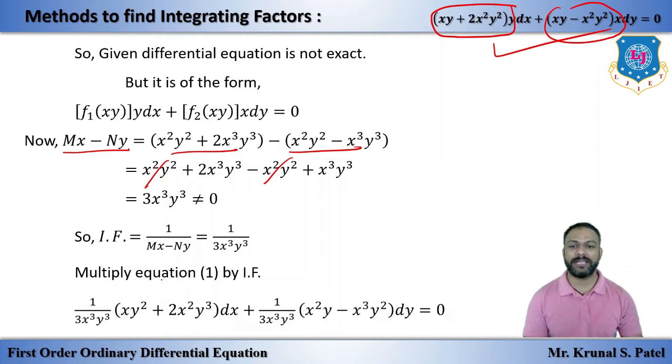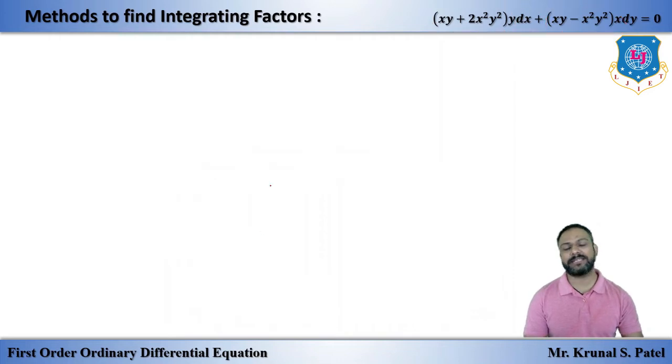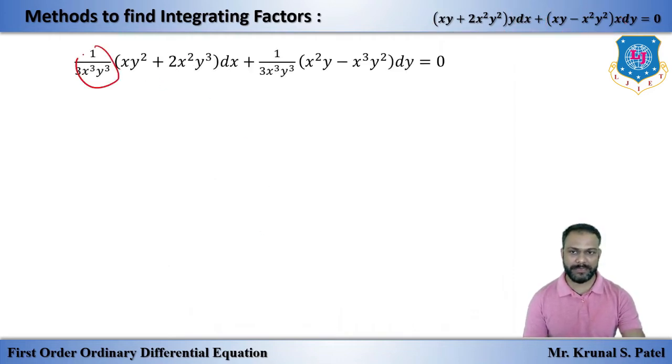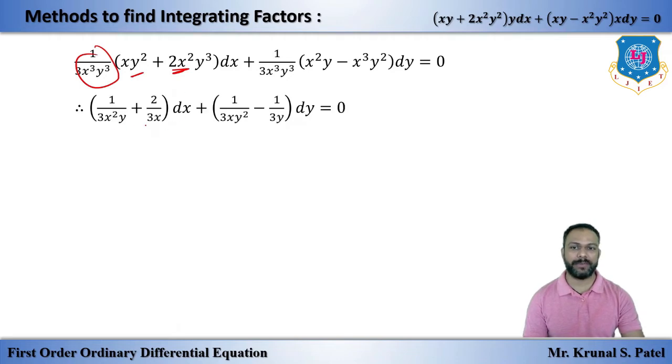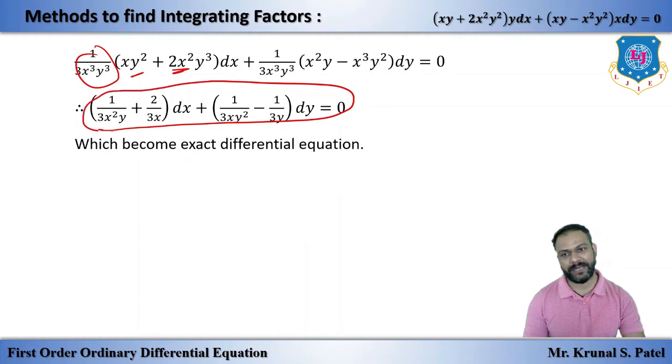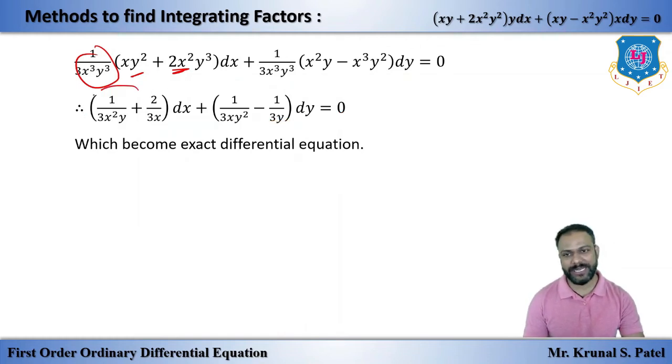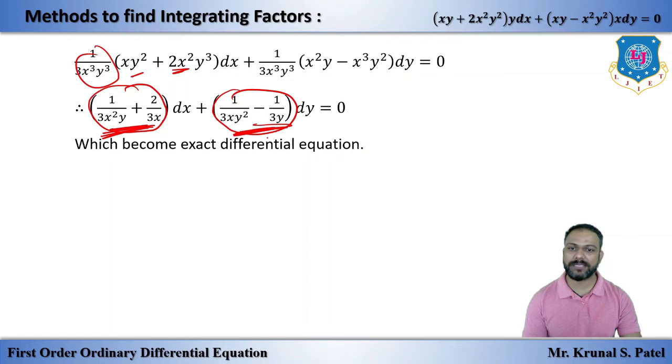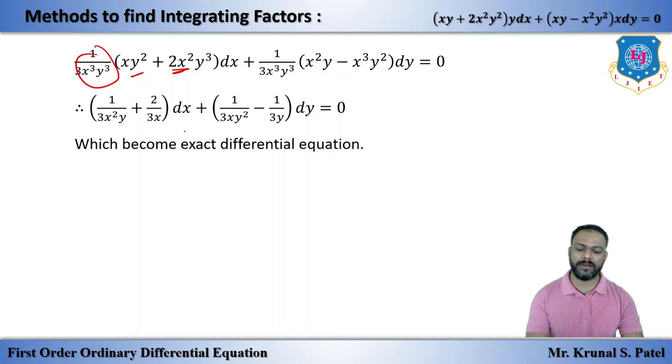So 1 upon 3x cube y cube with this bracket, and 1 upon 3x cube y cube with this bracket. Okay, and by simplifying, we multiply this with these two terms. So the remaining terms are this, and now this becomes exact. If you have doubt, you can check by taking this new M and new N, differentiating partially with respect to y and partially with respect to x, and you will get the same answer, equal. Okay, but there is no need to check if our process is correct.